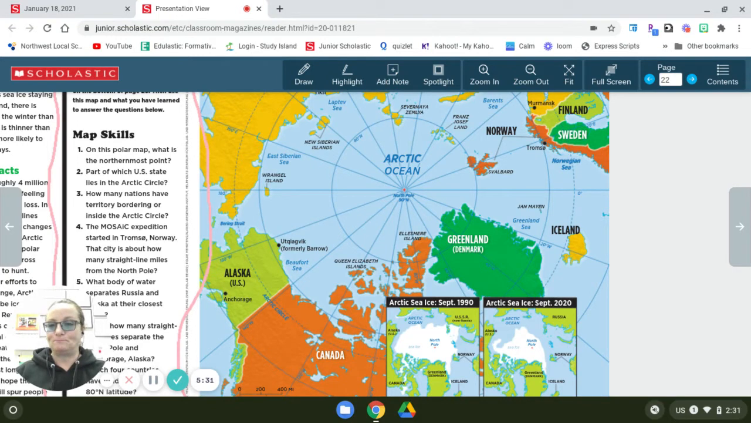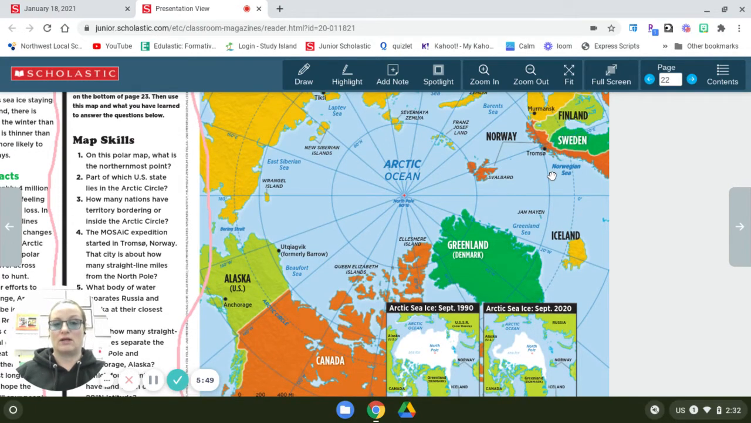All right. Let's go to number 3. It says, how many nations, this is countries, have territory bordering or are inside the Arctic Circle? Okay, so now what you do is you go through here. Remember, countries are in all caps.